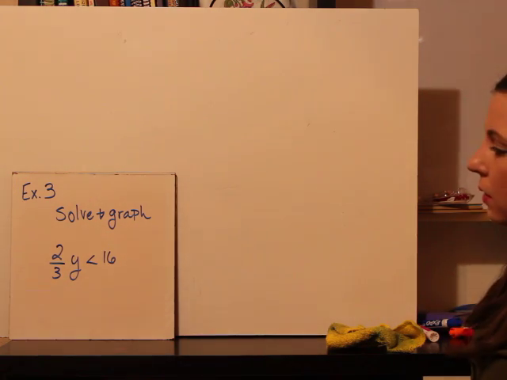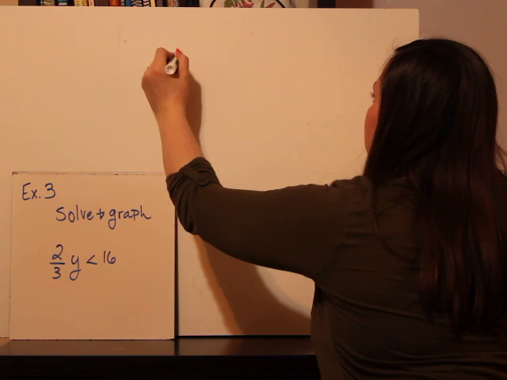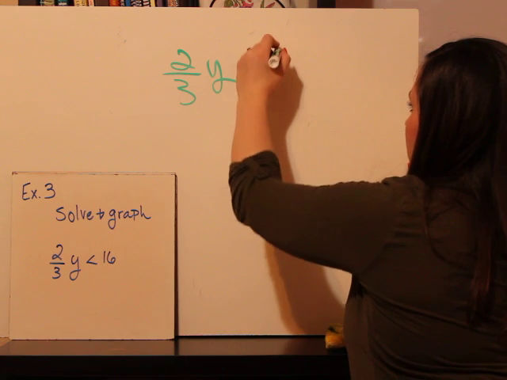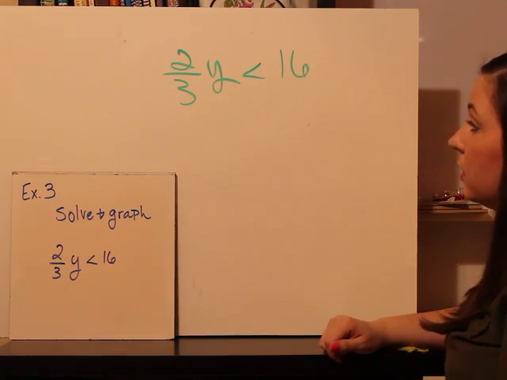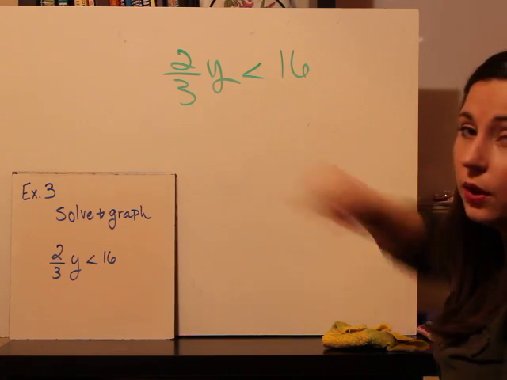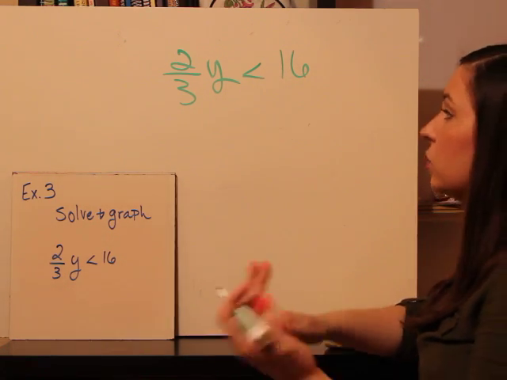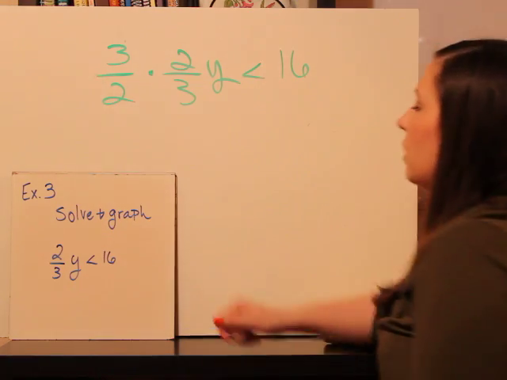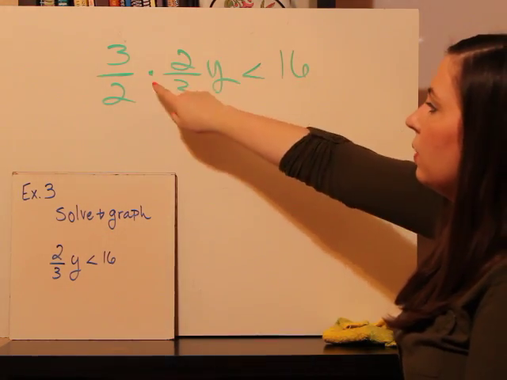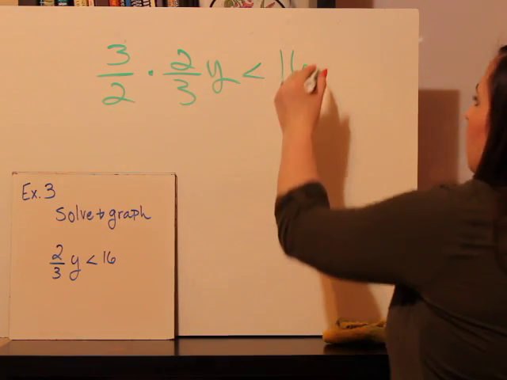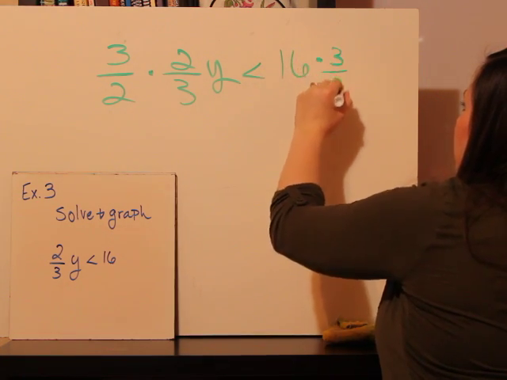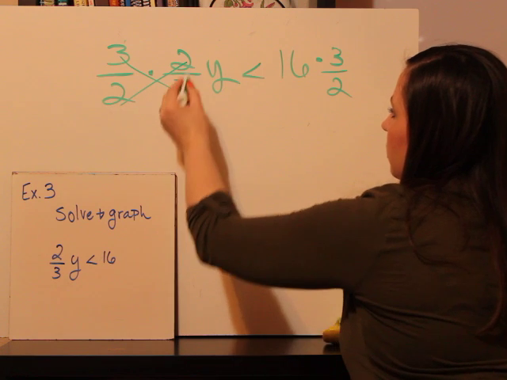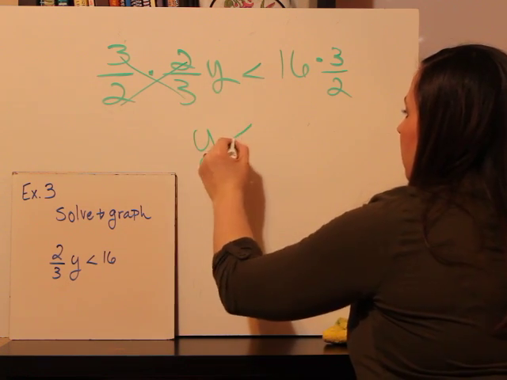Okay, example 3. Solve and graph 2/3 y is less than 16. So 2/3 y is less than 16. Again, we have our fraction in front. To get rid of the fraction in front, you're going to multiply by the reciprocal. So it was 2/3. Well, we're going to flip it over and multiply by 3/2 on both sides. So now here, the 2's and the 3's, they cancel. So all we have is y is less than.